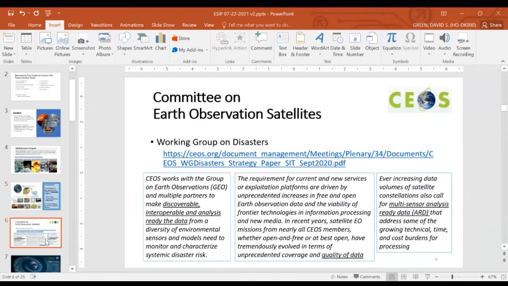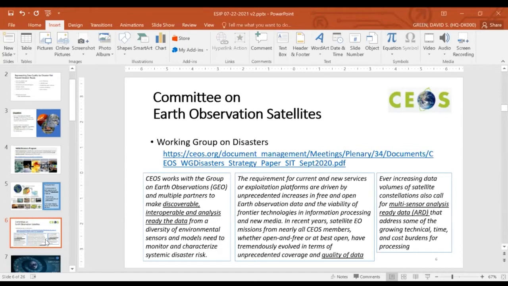The Committee on Earth Observation Satellites Working Group on Disasters came together last year and published a paper on the issues of data, and specifically the idea of discoverability, interoperability, and analysis ready. It did address the idea that, in order to address disasters, we have to consider the attributes of quality of the data. We have done things before on the quality of data for an individual satellite, an individual sensor, even maybe an individual network.